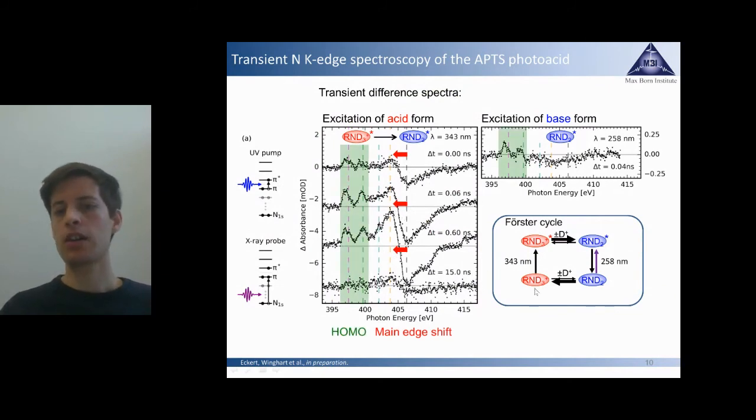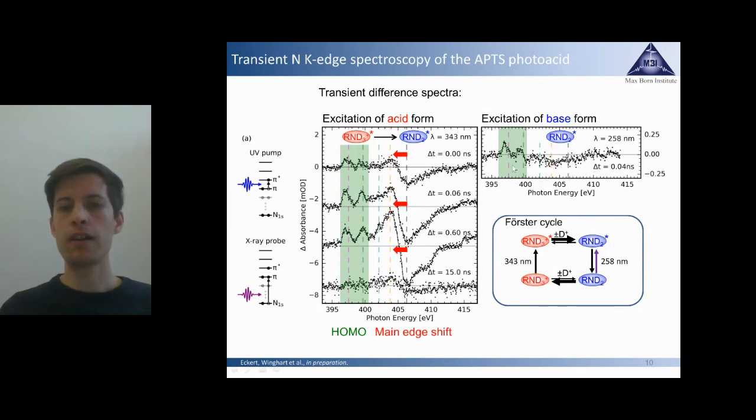We then did another experiment. We started with the base form in the ground state and also did a photoexcitation. So this will not do any proton transfer reaction. It will just eventually luminesce back to the ground state. But what we can do like this, we can identify the contributions of the excited base form.